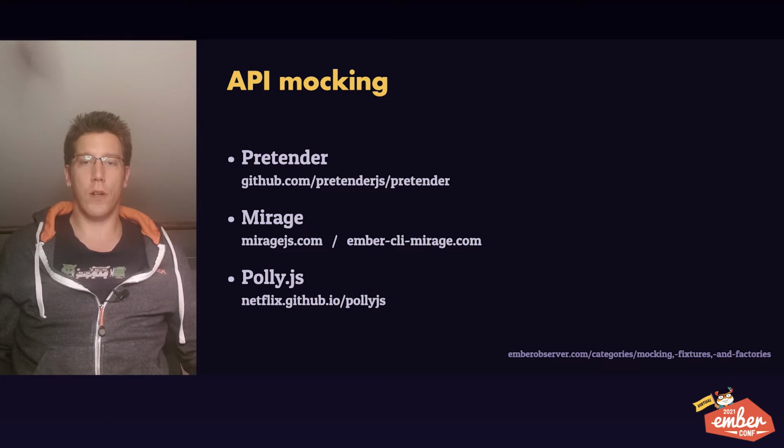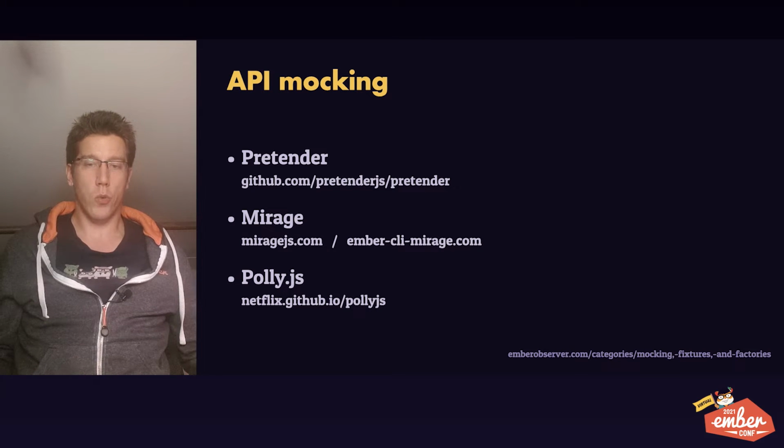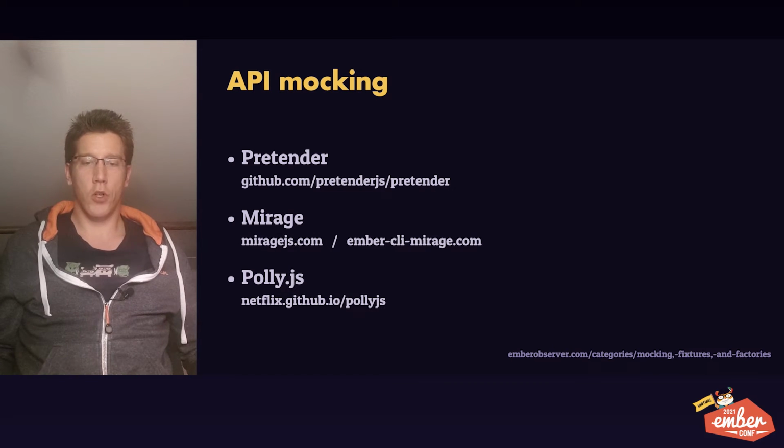Luckily, there are plenty of solutions for mocking API requests. The three most popular ones in the Ember ecosystem are Pretender, Mirage, which is built on top of Pretender, and Polly.js from Netflix. If you want to see other options, you can take a look at the Ember Observer website. For this talk, I've chosen Mirage, since that is what I'm most experienced with.